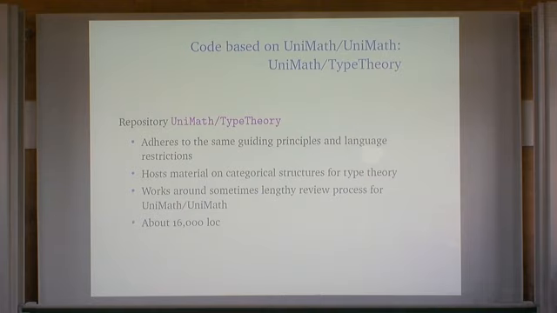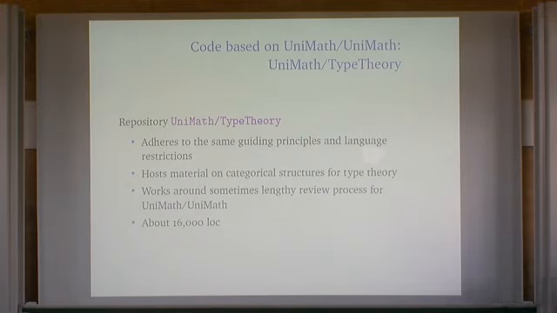It hosts some material on categorical structures for type theory, so this is really some research level mathematics formalized in this library. The reason why we have it in a separate repository is that we want to not be bothered too much by the review process, that it's a lengthy process sometimes to get code into the main repository. And this repository has about 60,000 lines of code at the moment.